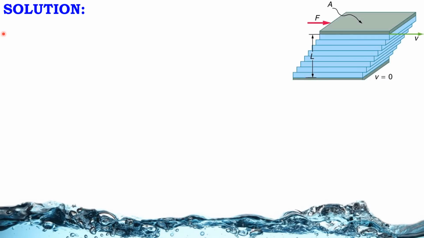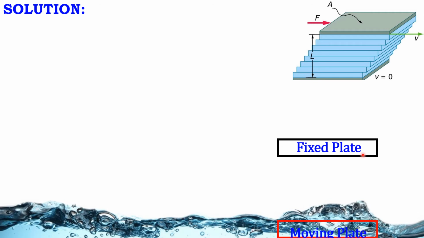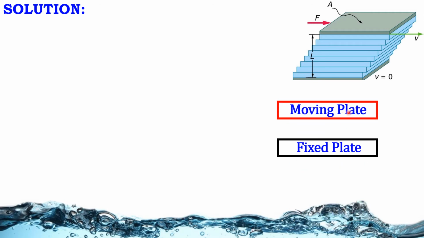Solution. This is the two plates where your bottom plate is fixed and your top plate is moving. Okay. The force required to move the plate is F and A is your surface contact area. So consider this is our fixed plate and this is our moving plate. The distance between these two plates is dy and the top plate moves at a velocity of du.